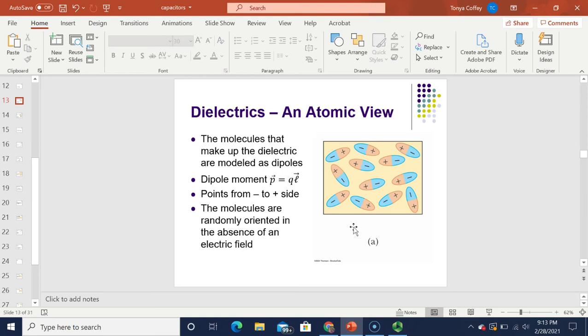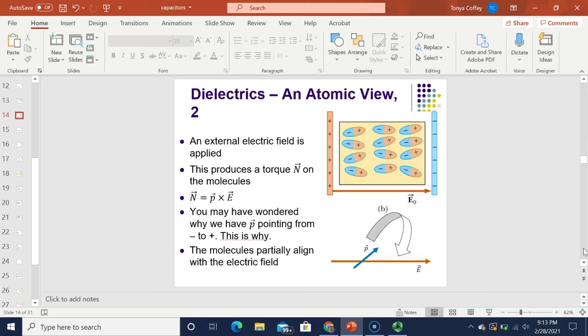So now let's picture what might happen in a dielectric material before we have any voltage in between the plates of the capacitor. So there's no electric field yet. And in this scenario, you're going to have the molecules, all your little dipoles, and they're going to be randomly oriented. They're going to be all over the place, as is pictured here.